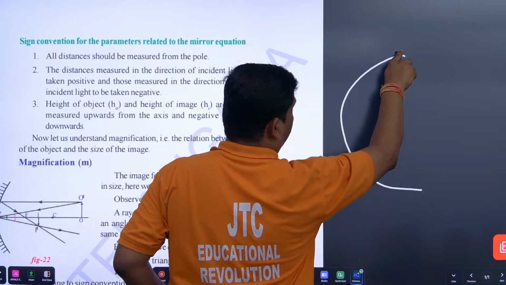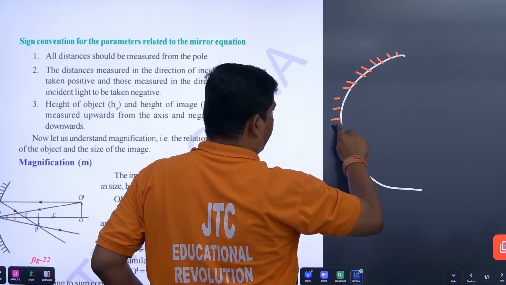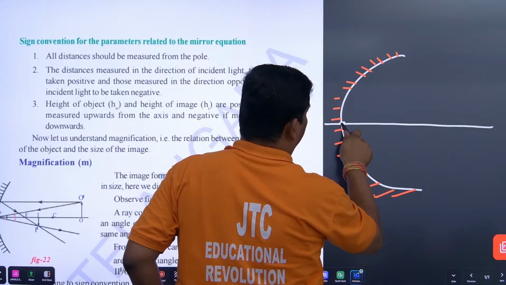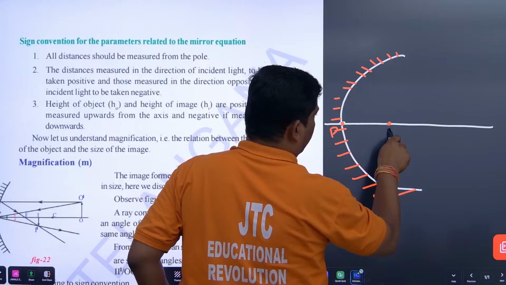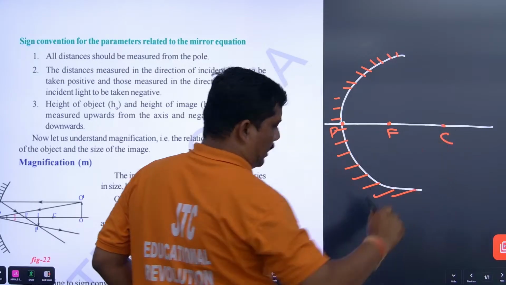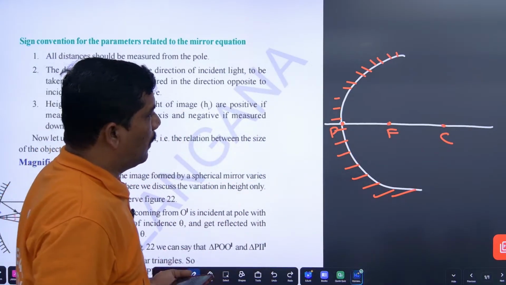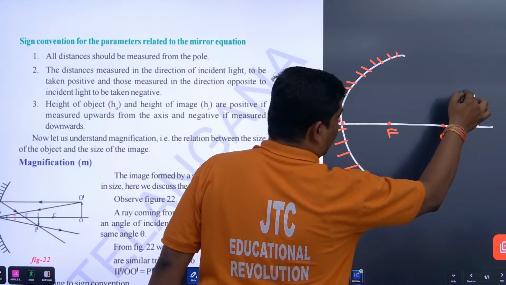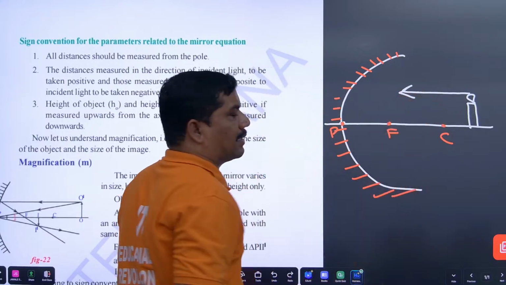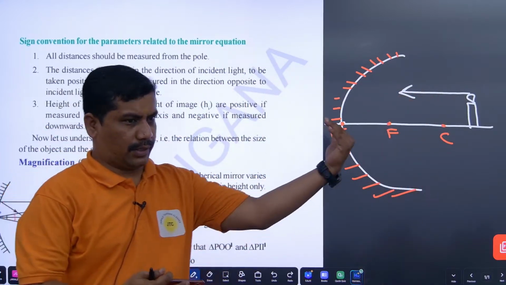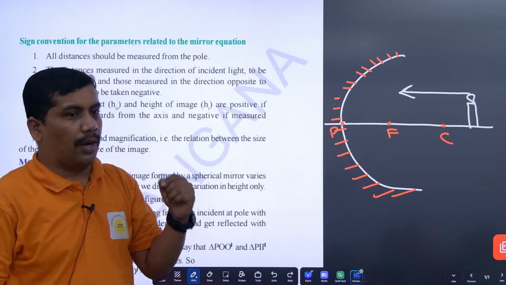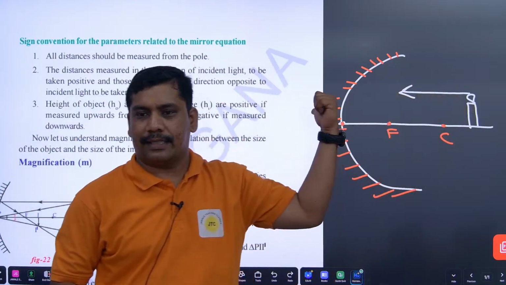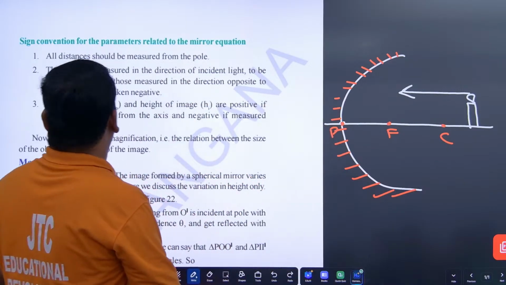See, student, this is basically what we considered yesterday, last class. Here is the pole, focal point, center of curvature. Now you see, student, suppose generally we consider the object like this. So, light rays will be traveling like this, towards the mirror. Keep that in mind. Light rays are moving toward the pole, toward the mirror. Now, come to this.